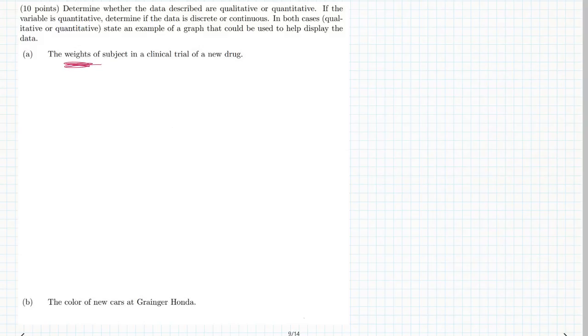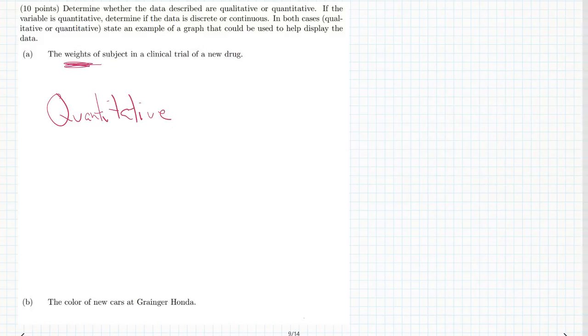Weights happen to be your variable. They change from individual to individual. So what type of data is this? Well, this is a number, so that tells us it's a quantity of some sort, meaning it's quantitative for a variable. Now we've got to figure out if it's discrete or continuous.